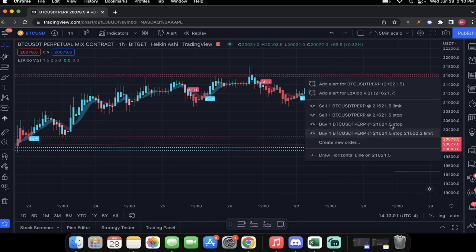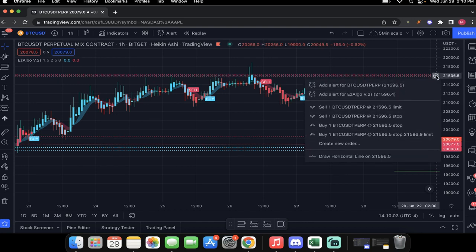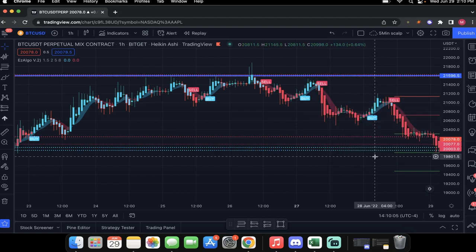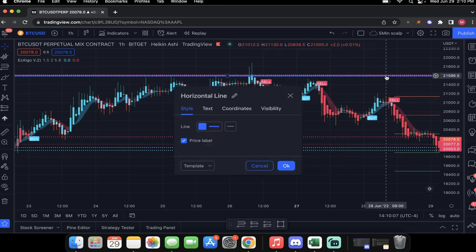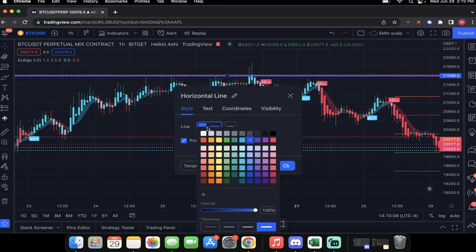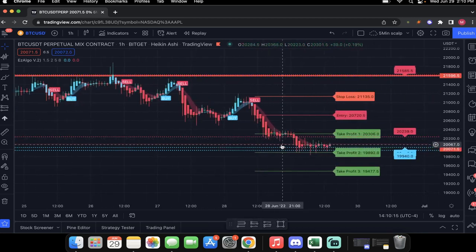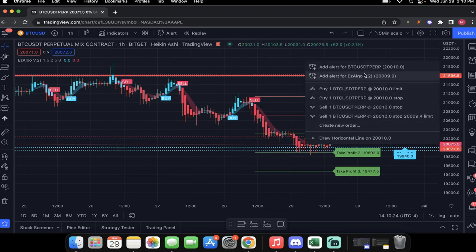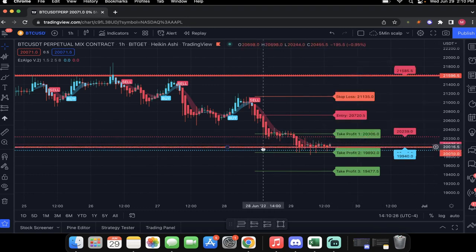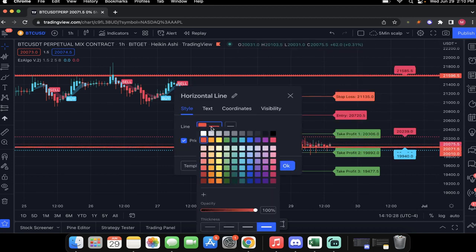So what you want to do is you want to go up and hit your plus sign, draw a horizontal line. The top one is red. That's for your resistance. And then we're going to go here and we're going to look to draw green. So we're going to put another horizontal line right here. We're going to go in, we're going to change the color to green.